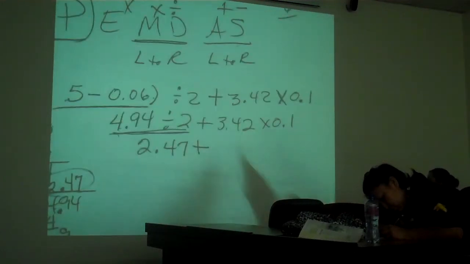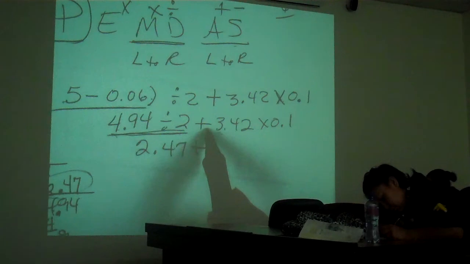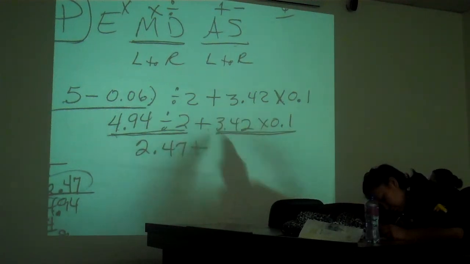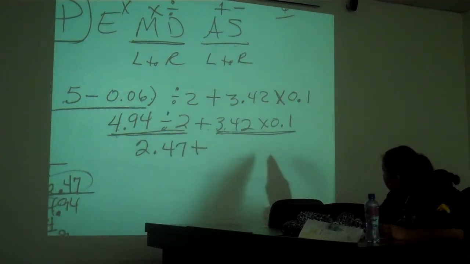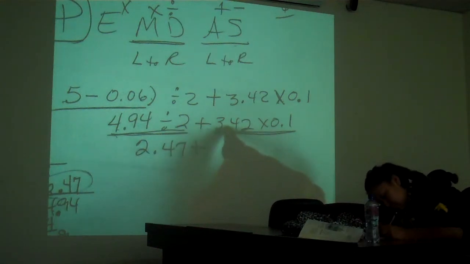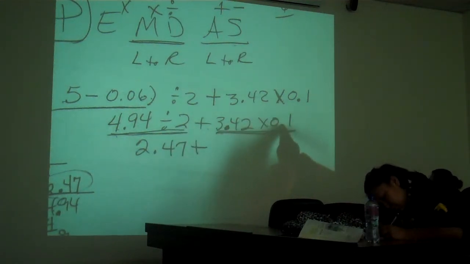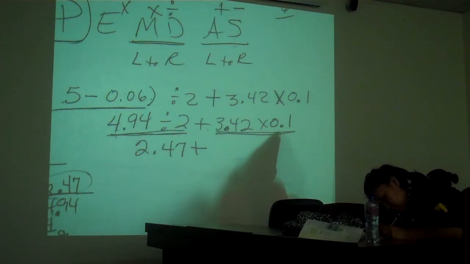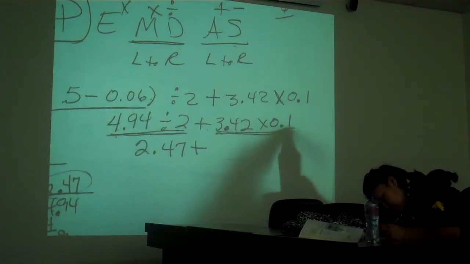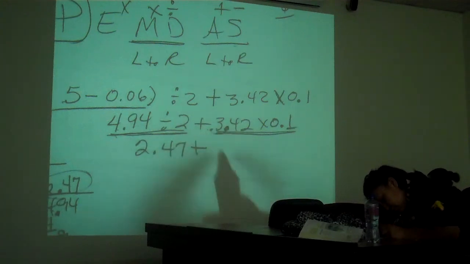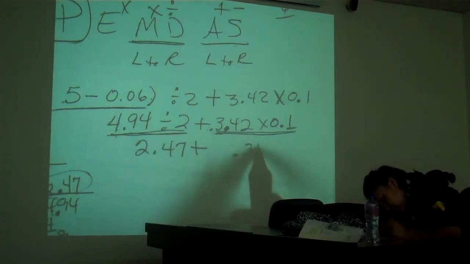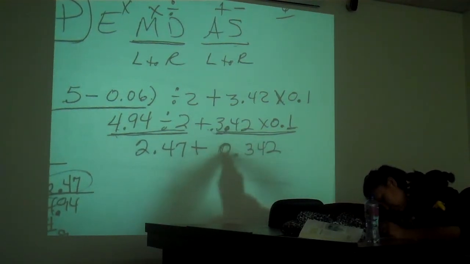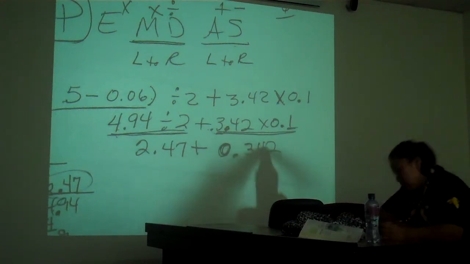Plus, we're going to be doing this one next, so let's go ahead and just do it now, instead of writing it over again and then underlining it. 3.42 times 0.1. Which direction do we move it when it's a decimal, left or right? Left. So how many times? Just one time. So it'll be 0.342. We'll put a 0 in front of that.